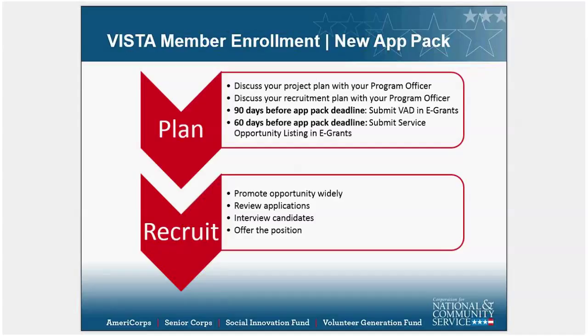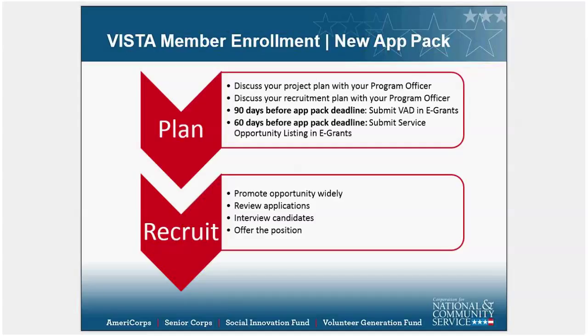So we're going to ask that folks put service opportunity listings together 60 days before the app pack deadline. So at least 60 days. If you want to start recruiting earlier, that's awesome, but at least 60 days. That way you've got a nice, healthy amount of weeks to be promoting your position, interviewing and reviewing candidates, and finding a strong, competitive candidate for your project.